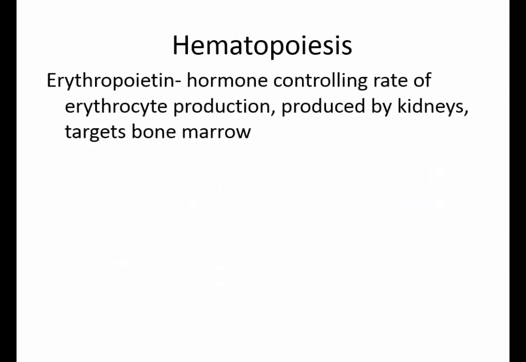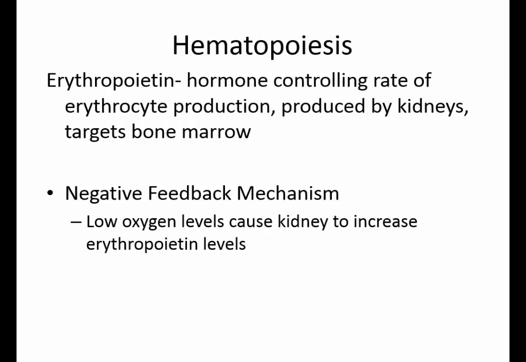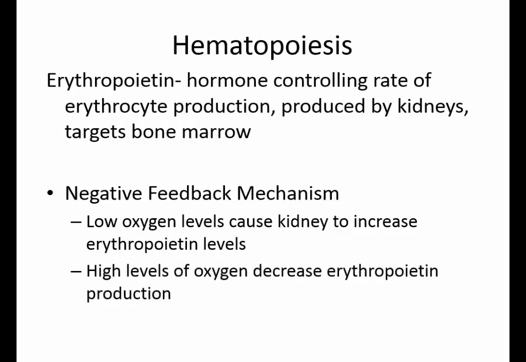Hematopoiesis is controlled by the hormone erythropoietin, which is produced by the kidneys. This hormone targets the bone marrow, telling it to make more blood cells, particularly red blood cells. This operates on a negative feedback mechanism. Since red blood cells carry oxygen, this is the mechanism that tells the kidney when to secrete erythropoietin. High levels of oxygen will decrease erythropoietin production.